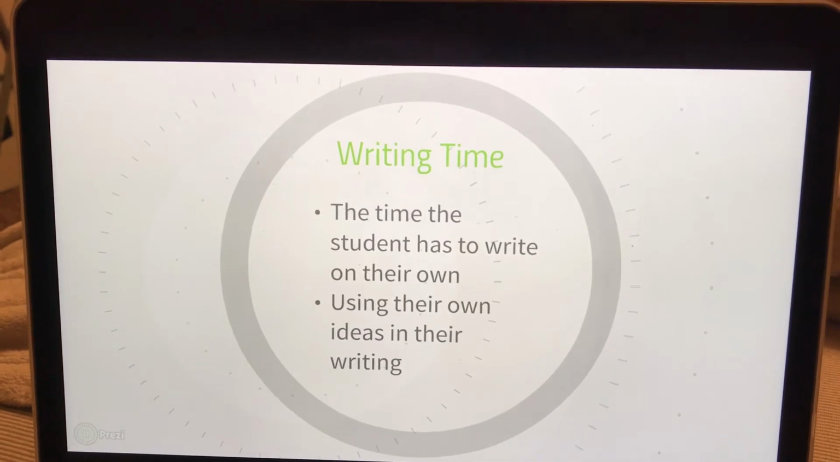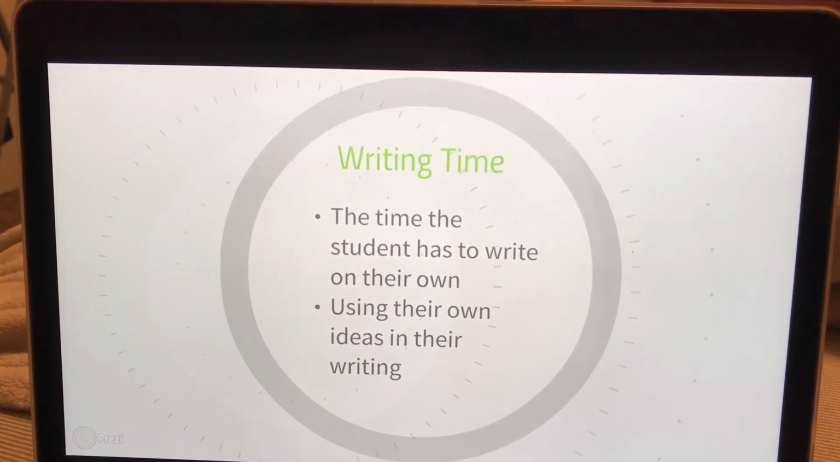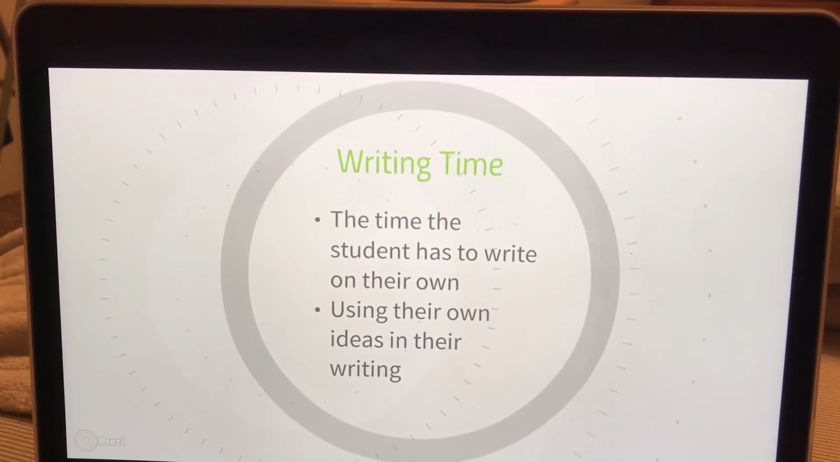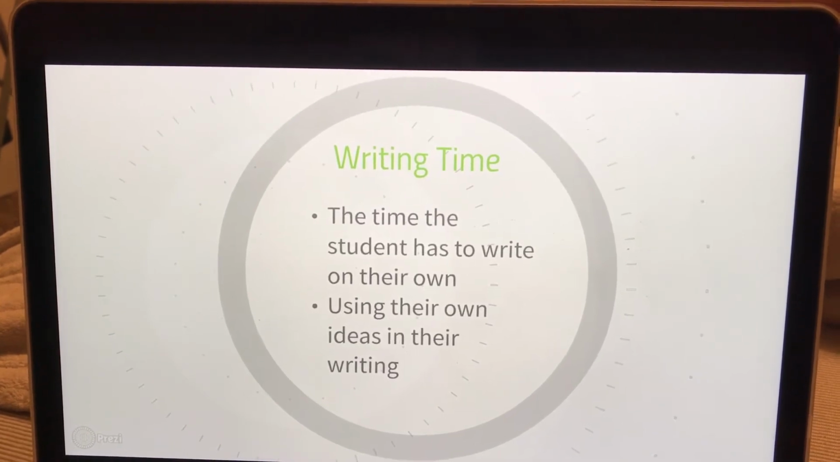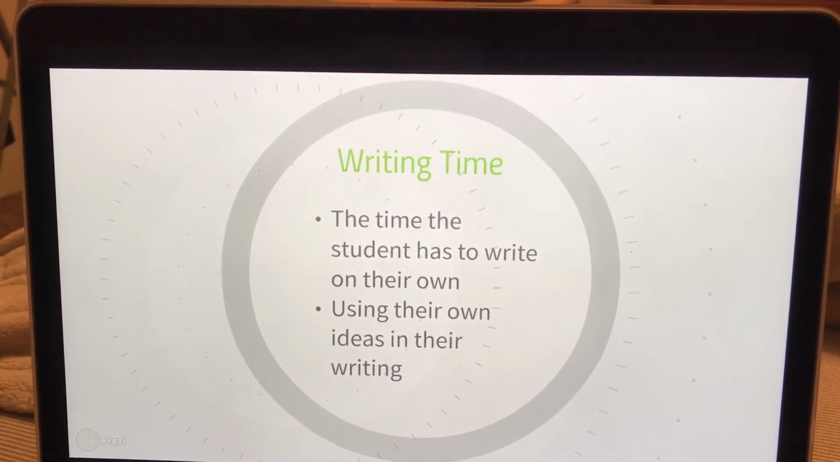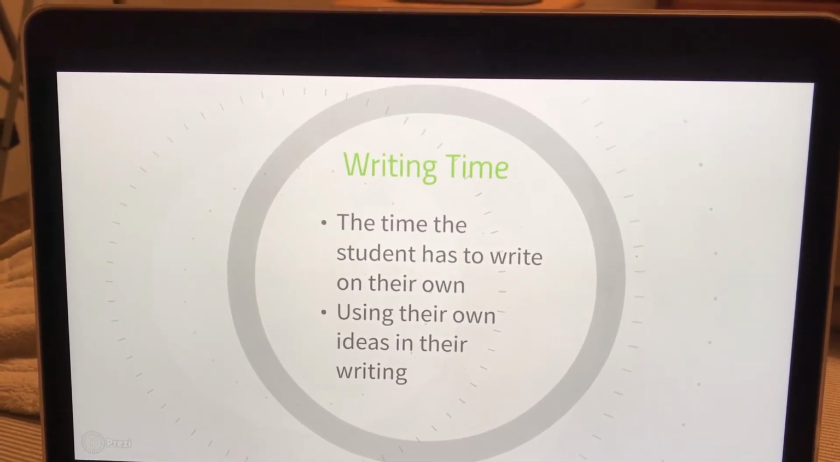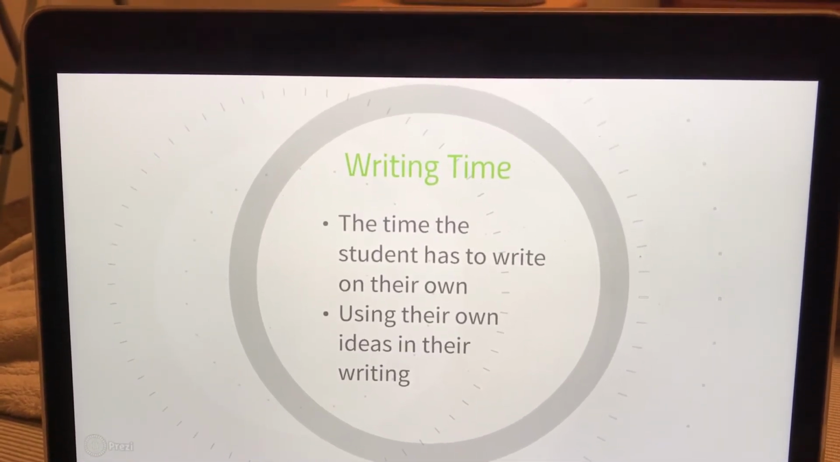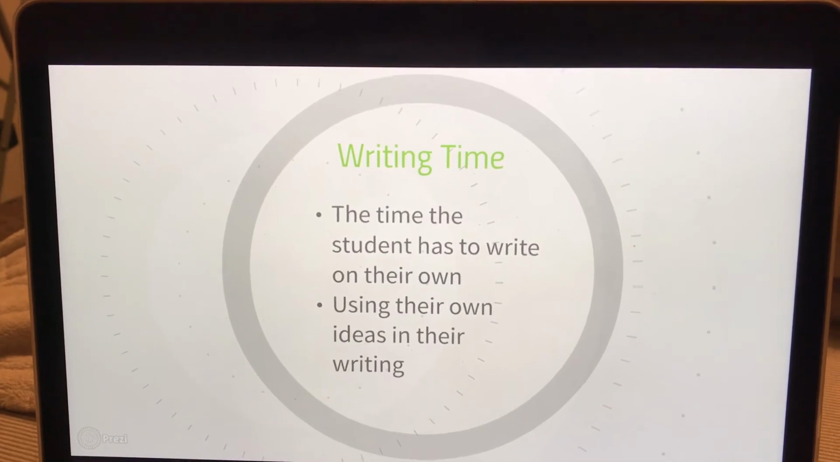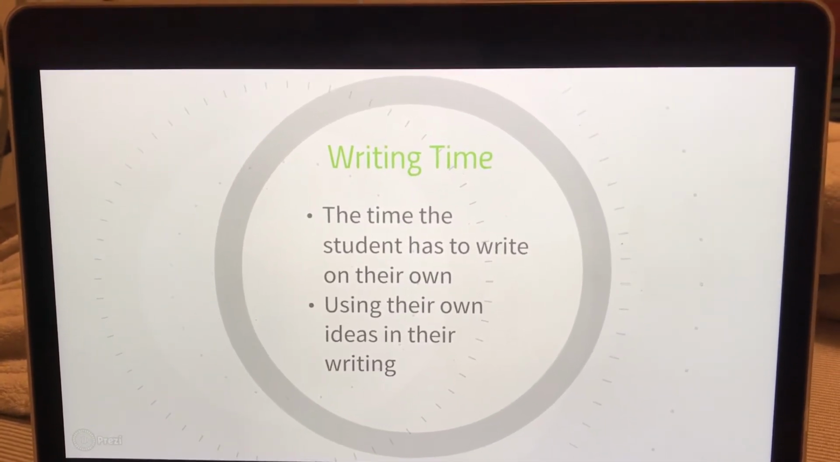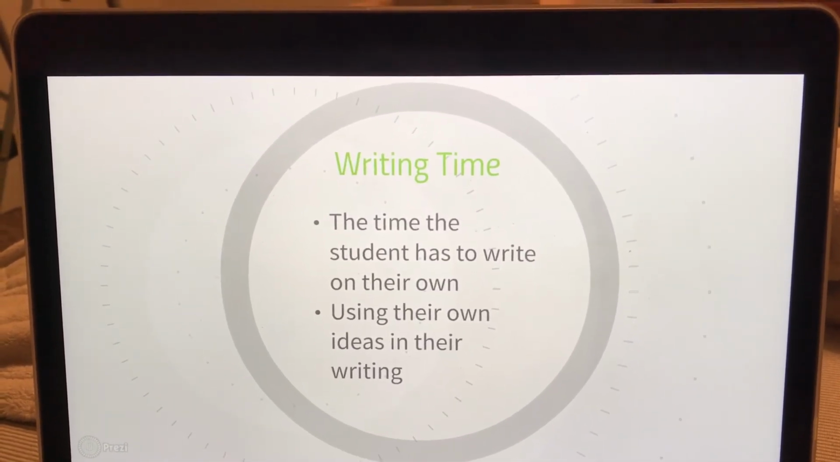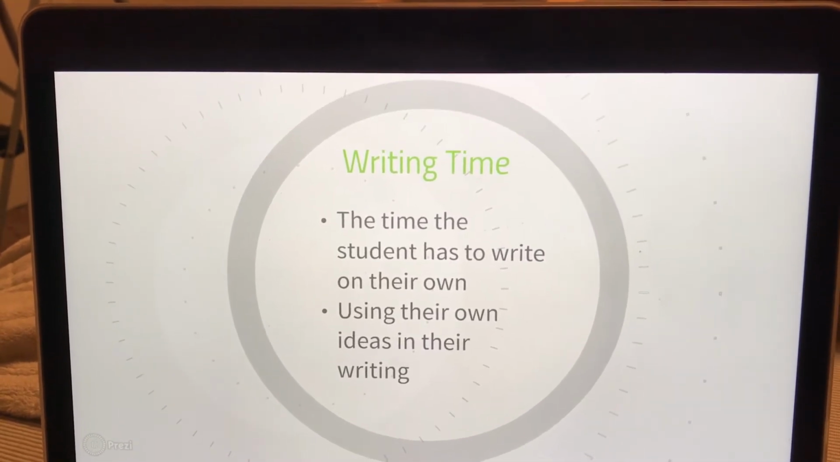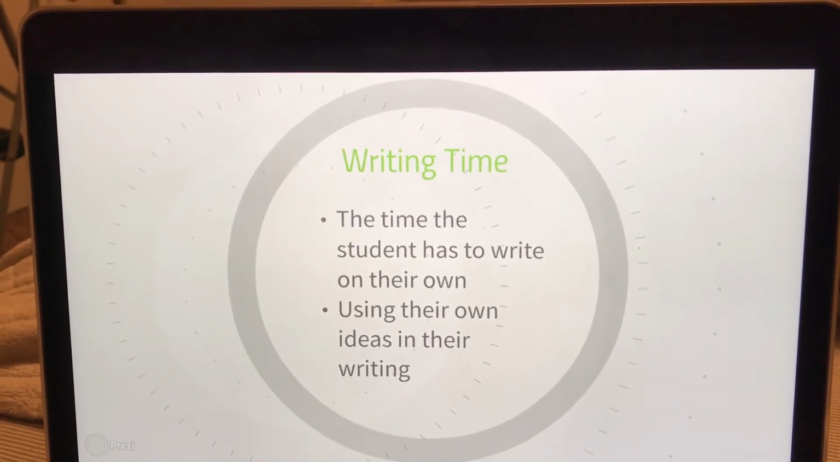Writing time is the time the student has to write on their own. They have just had their mini lesson and have a new aspect of writing on their mind, but they are still writing independently and using their own ideas when writing. Usually in my lesson, I would designate an amount of time to write, about 5 or 7 minutes, but my case study student loved to write, and so I would always end up telling her, let's write for 5 minutes, but if you want to, you are welcome to write for longer than that.